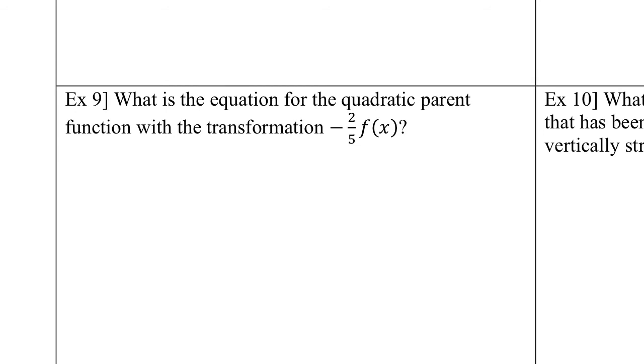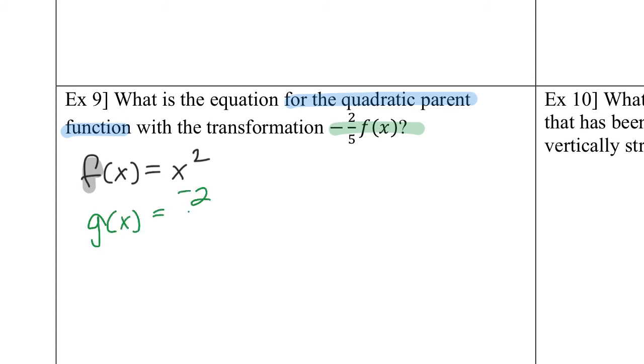9. What is the equation for the quadratic parent function with the transformation negative 2/5 f of x? So to find where you're starting from, I've got to figure out what f of x actually is. For the quadratic parent function, what I'm starting with is f of x equals x squared, because that's my parent function. Then I'm going to do this to it. I'm going to do negative 2/5 f of x. So my new function, g of x, is negative 2/5 f of x.